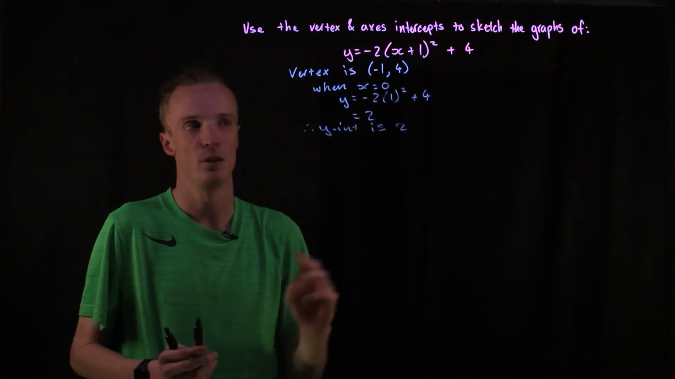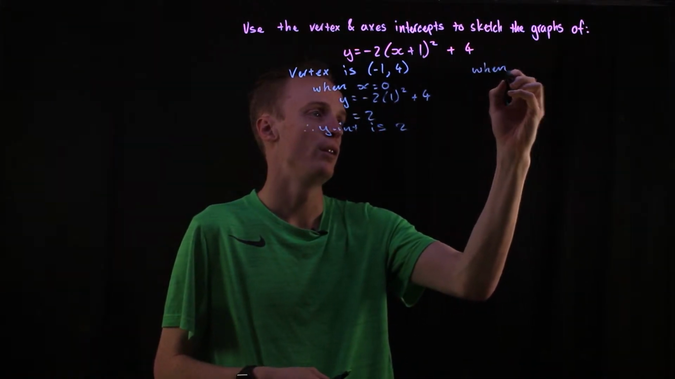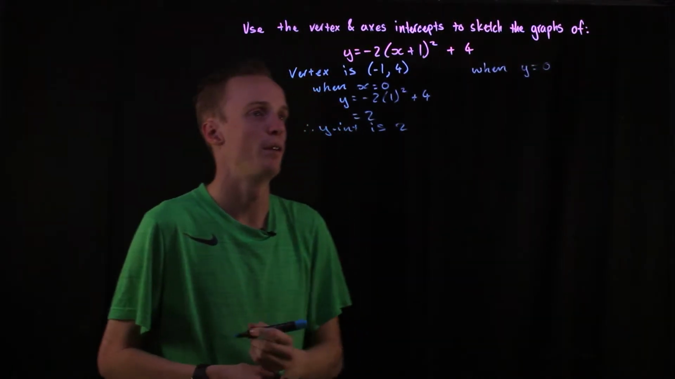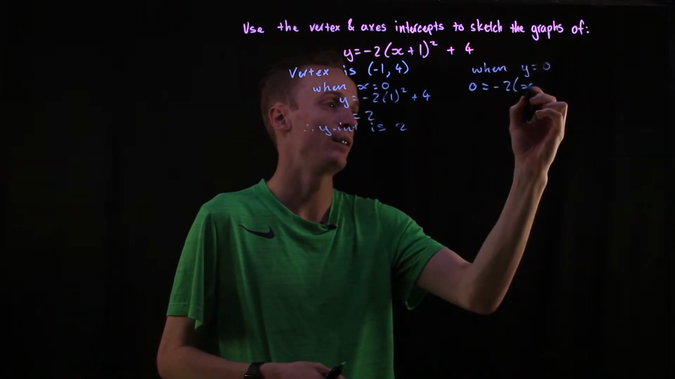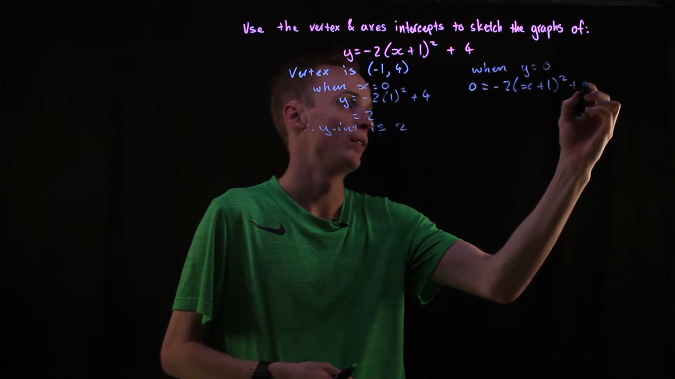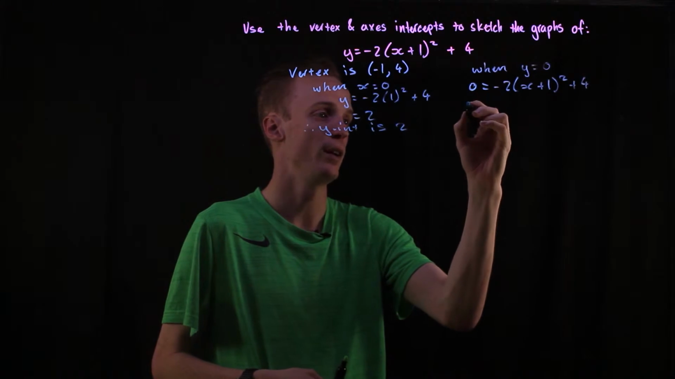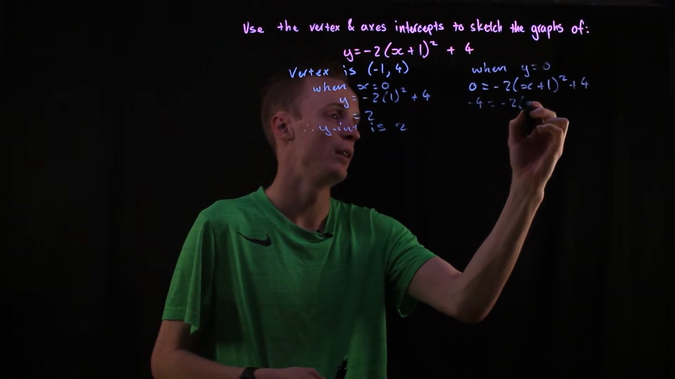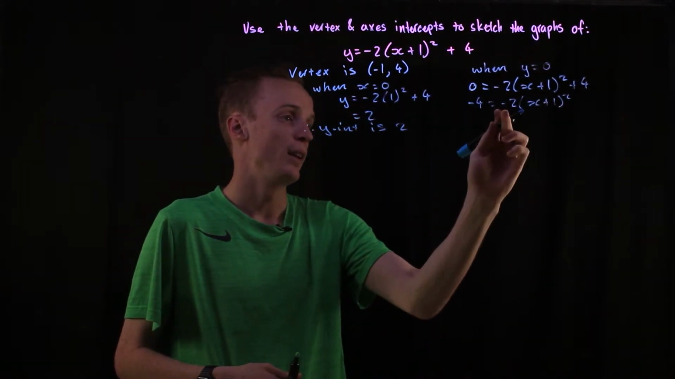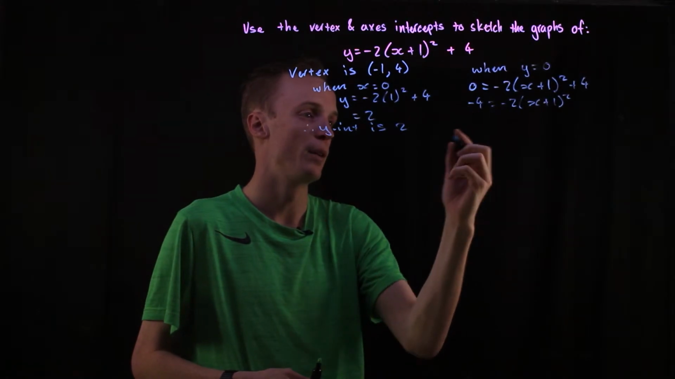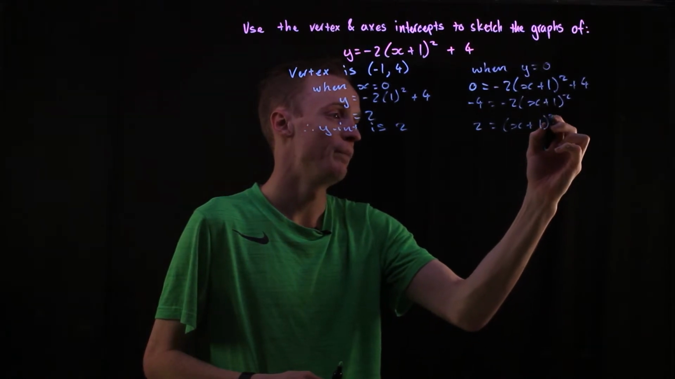Now my x-intercept occurs the opposite of this. My x-intercept occurs when y equals 0. So we want to solve this when my y is equal to 0. So essentially 0 is going to equal -2 times x plus 1 all squared plus 4. And we want to solve this from here. So to do that, I need to subtract 4 from both sides. So -4 will equal -2 x plus 1 all squared. Then I need to divide both sides here by this -2 to get rid of that. So -4 divided by -2 will be +2, will equal my x plus 1 all squared.